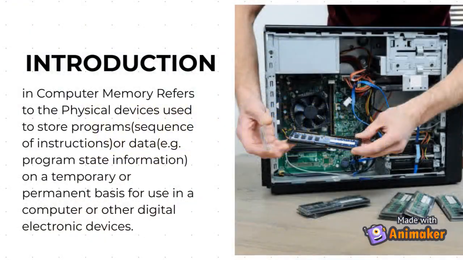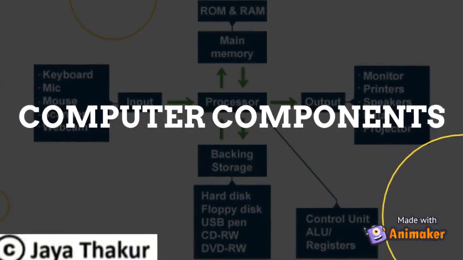So, what is memory in computer? Memory refers to the physical devices used to store programs or data on a temporary or permanent basis for use in a computer or other digital electronic devices. Where a program is a sequence of instructions. Here we see one of the essential parts of a computer is memory.